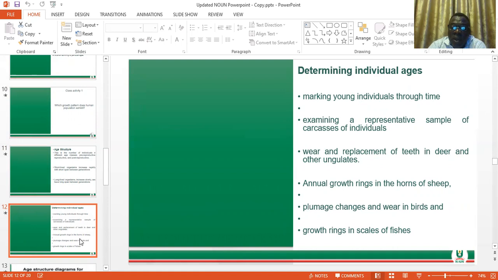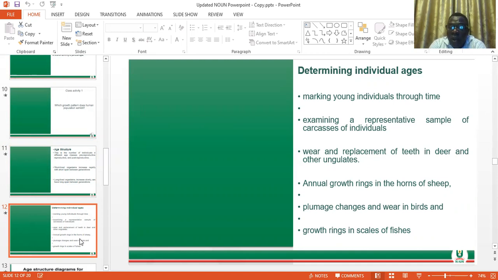These are for determining individual ages. How do we determine individual ages? By marking young individuals through time. You also examine a representative sample of carcasses of individuals. You examine the wear or replacement of teeth in deer and other ungulates.